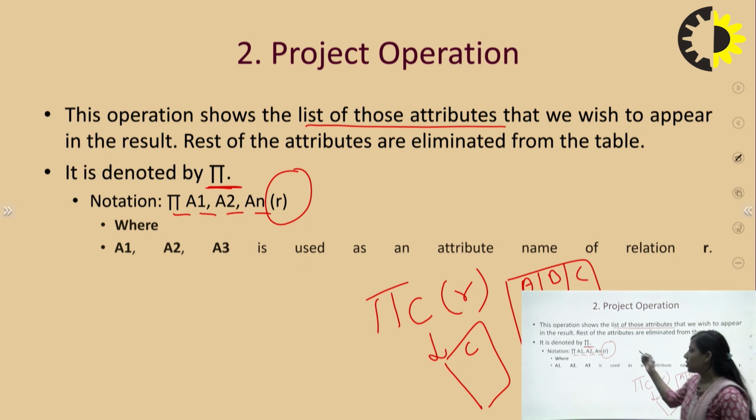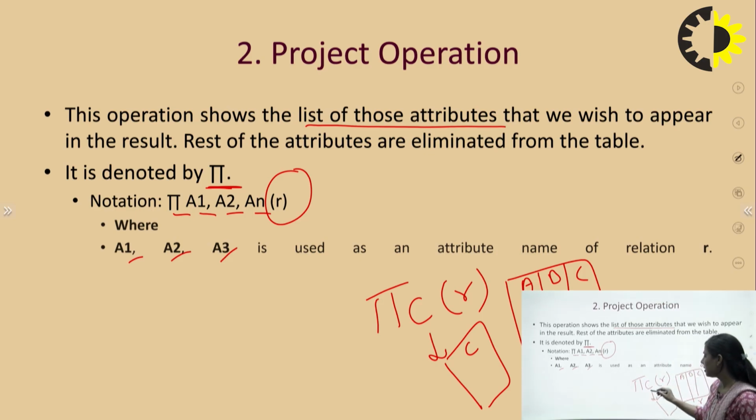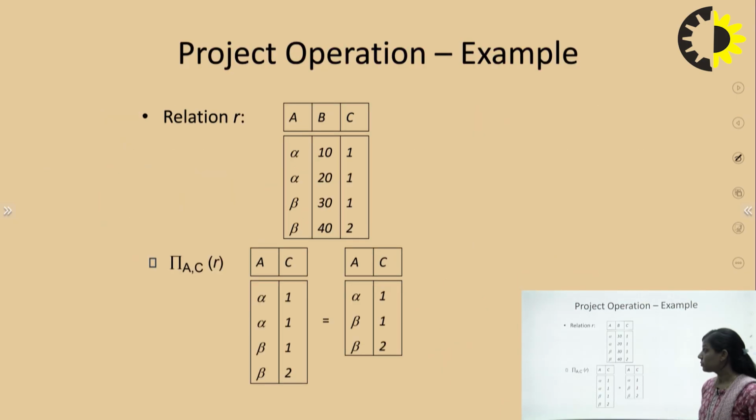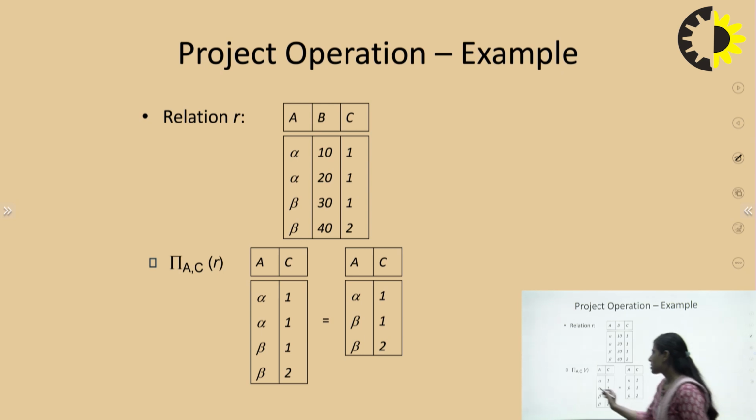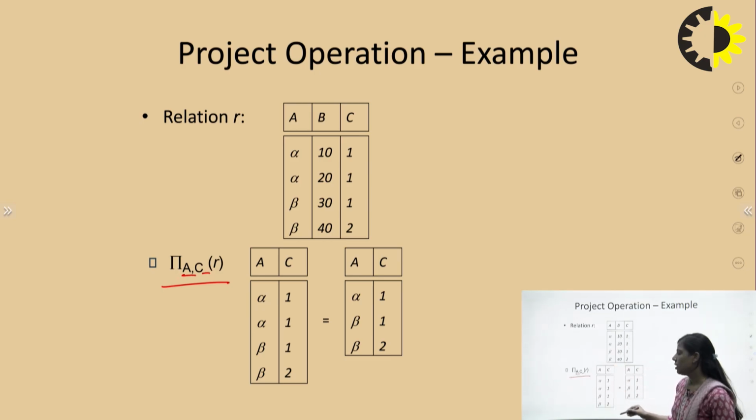So this is the notation part, and A1, A2 and A3 are the attribute names. So these are the attribute names which you wish to appear in the results. The rest of the attributes are eliminated from that particular table. So this is how the projection symbol works. This is an example. This is the relation with A, B and C, and this is the particular data. Now, this is the denotation pi, A and C. So as an output, we get only the A column and C column. So this is how it is denoted.